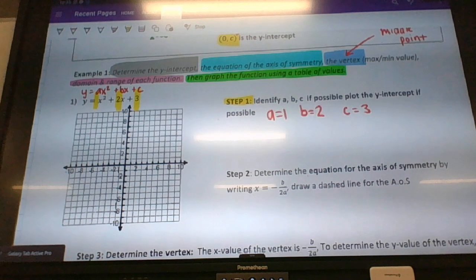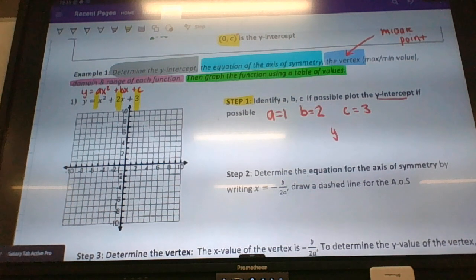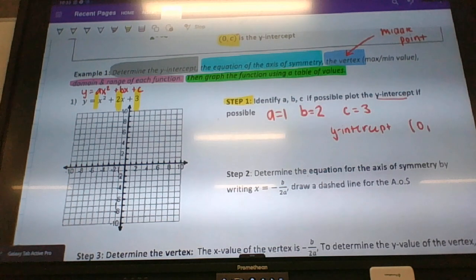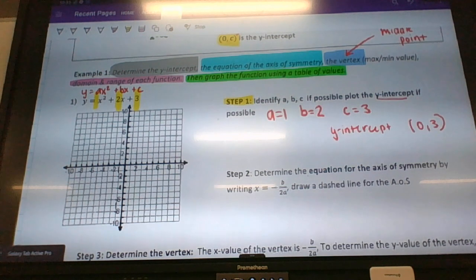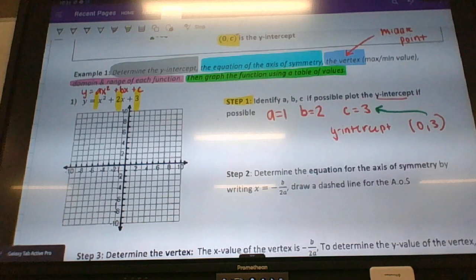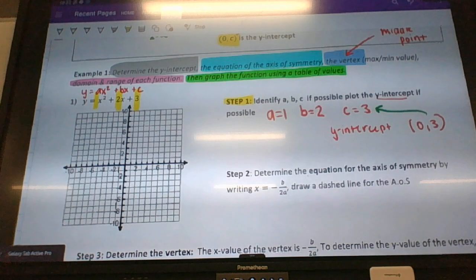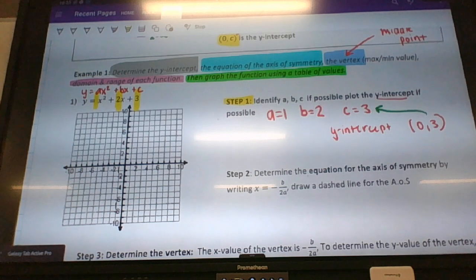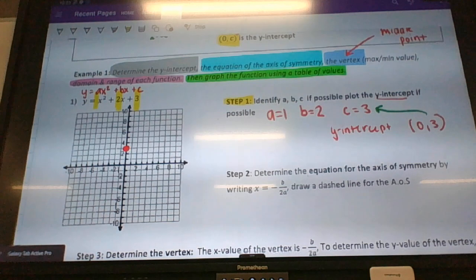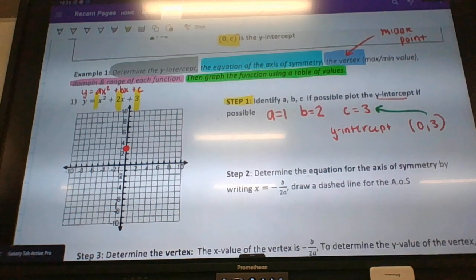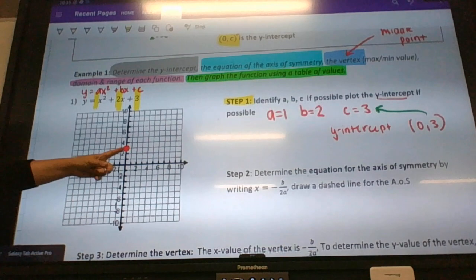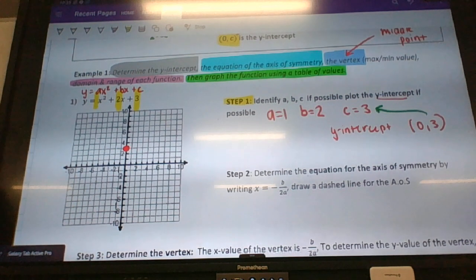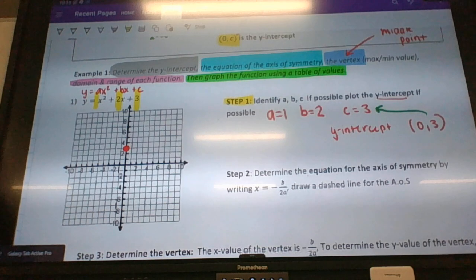So then we know that the y-intercept is 0, 3, because it's always the C value. I want to do red. So the y-intercept is where we can put a point. We've already got a dot on our graph. Any graph.